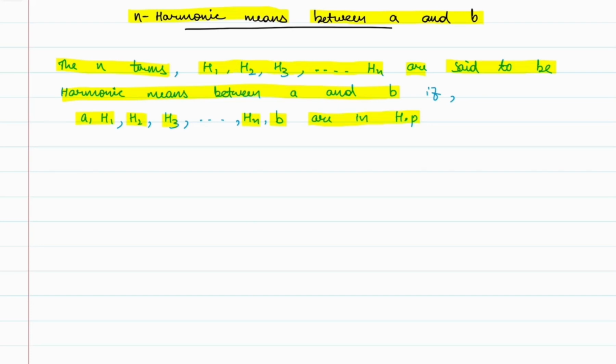Now we know that whenever the terms in a sequence are in HP, then the sequence of the reciprocal terms, that is 1 by a, 1 by h1, 1 by h2, 1 by h3, and so on up to 1 by hn, 1 by b, will be in AP.